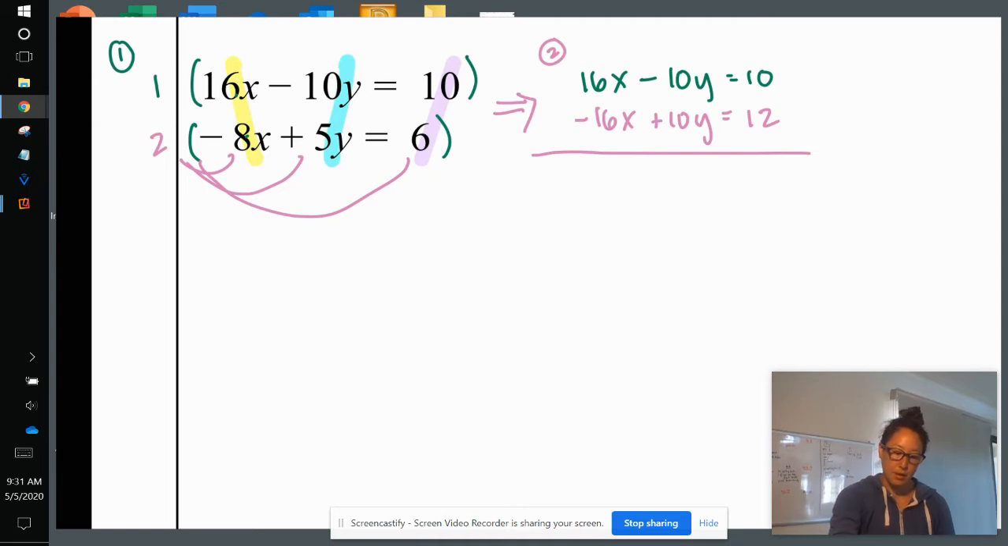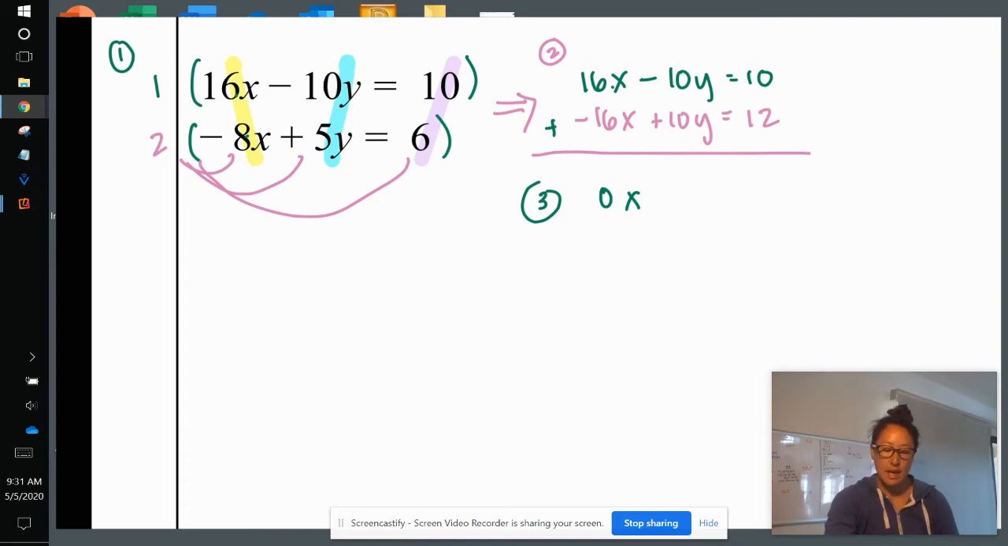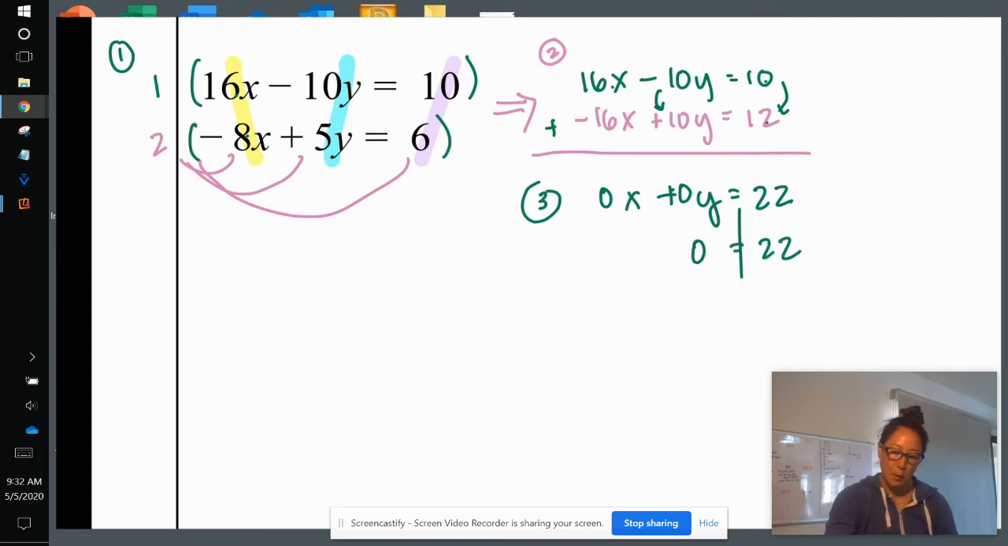And now step 3, we're going to add. So 16x plus negative 16x gives me 0x. 10y plus 10y gives me 0y. And then 10 plus 12 gives me 22. So what I really have is the x's and the y's eliminate, giving me just 0 is equal to 22. So no variables.